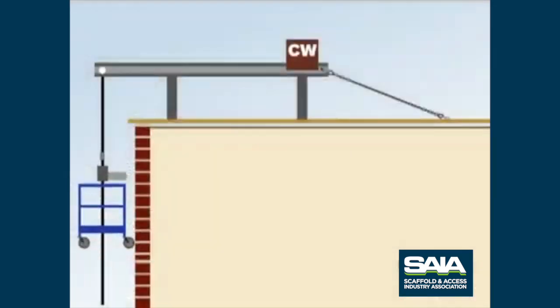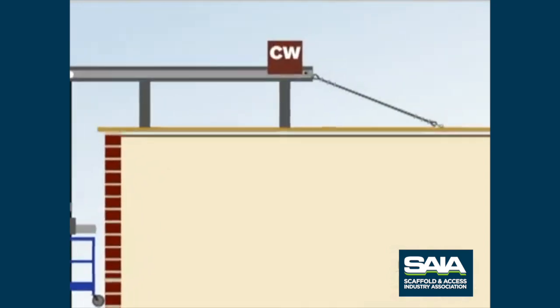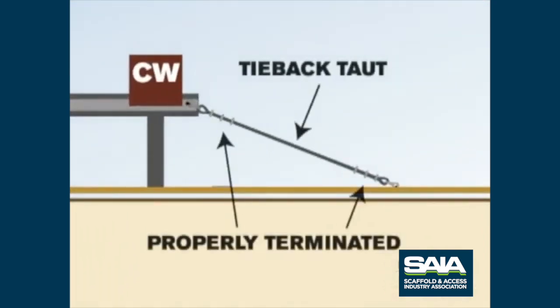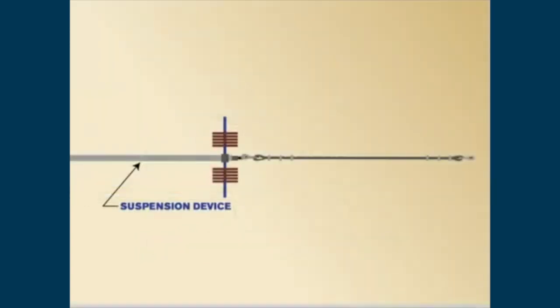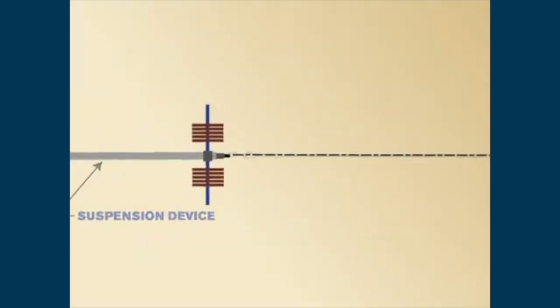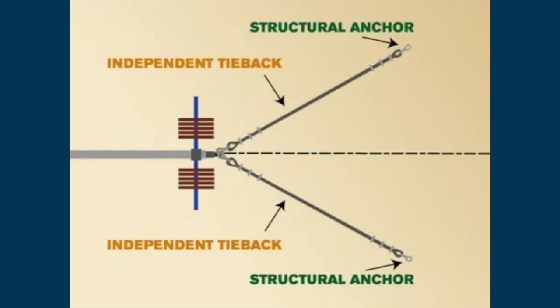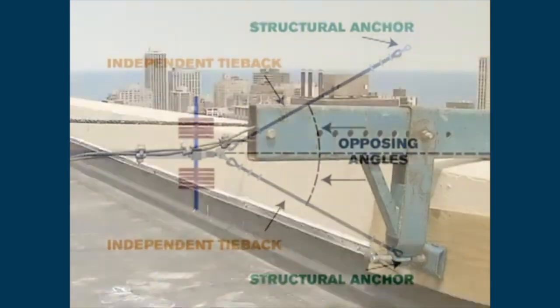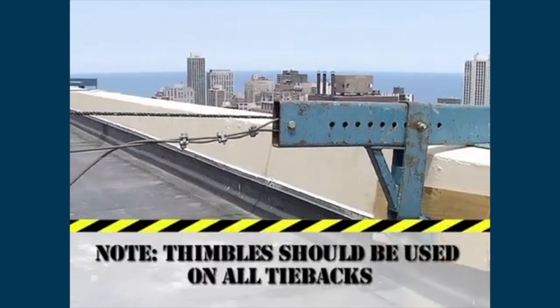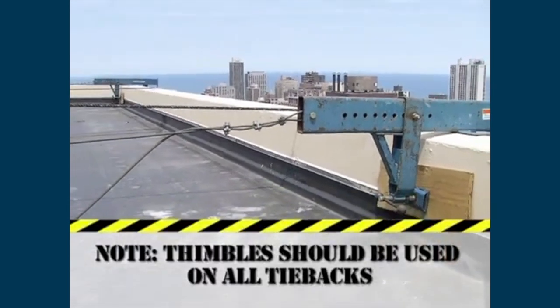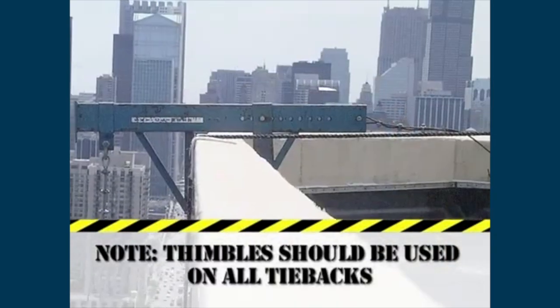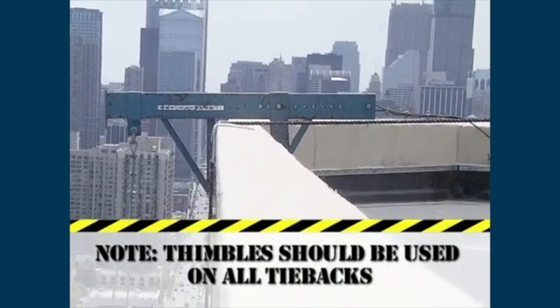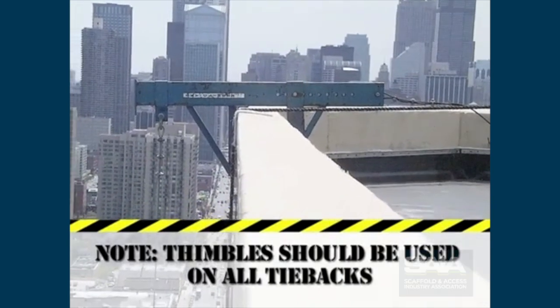The tieback must be equivalent in strength to the suspension rope. It should be taut and at right angles when possible. If you cannot tie back directly behind the rigging device, use two tiebacks at opposing angles to prevent movement. Parapet clamps must be tied down or tied back to a secure member. When correctly installed, the tieback will prevent the clamp or beam from coming off the roof.